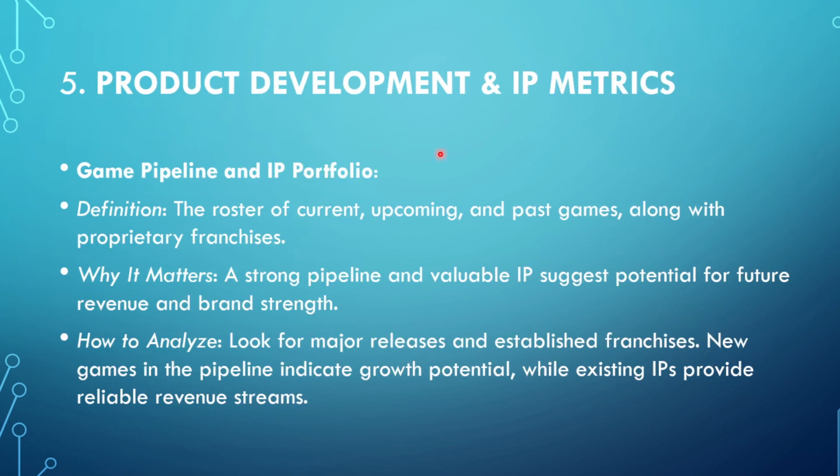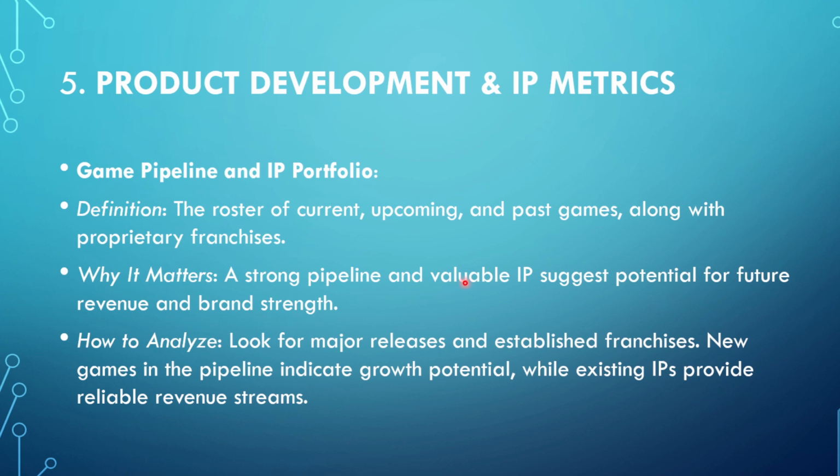Next one is the product development and IP metrics, my friends. Game pipeline and IP portfolio. So the roster of current, upcoming and past games. I talk often about the upcoming games. I talk about the back catalog, past games, and the current. And the current game is always the game that triggers my interest to cover, for example, a company. Along with proprietary franchises.